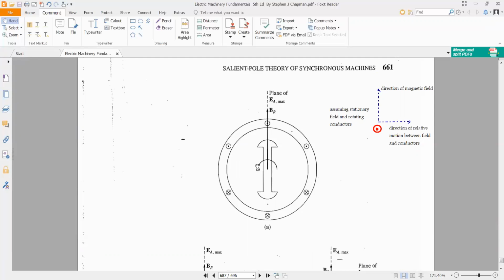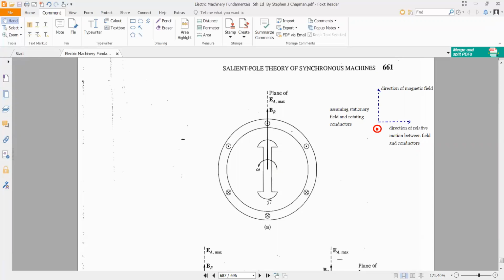The rotor is rotating in counterclockwise direction and the machine is acting as a generator, so it means that some voltage will be induced in the armature windings. Let's see what is the direction of the voltage induced in the armature windings. At this particular instant of time, the field of the rotor is pointing upwards. So this is acting as a north pole, this is acting as a south pole.